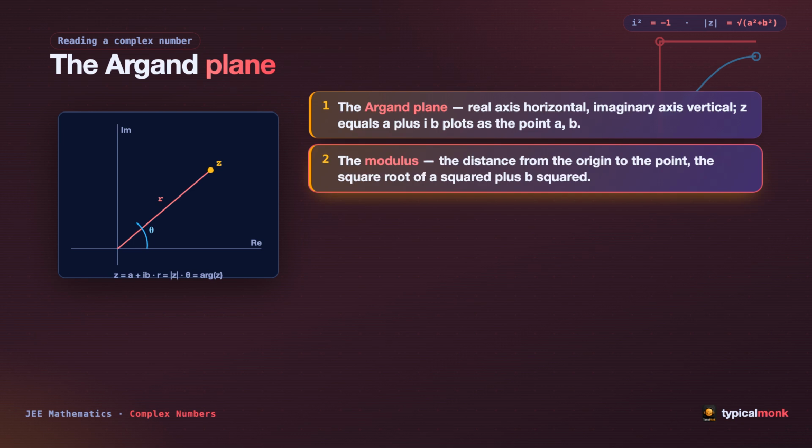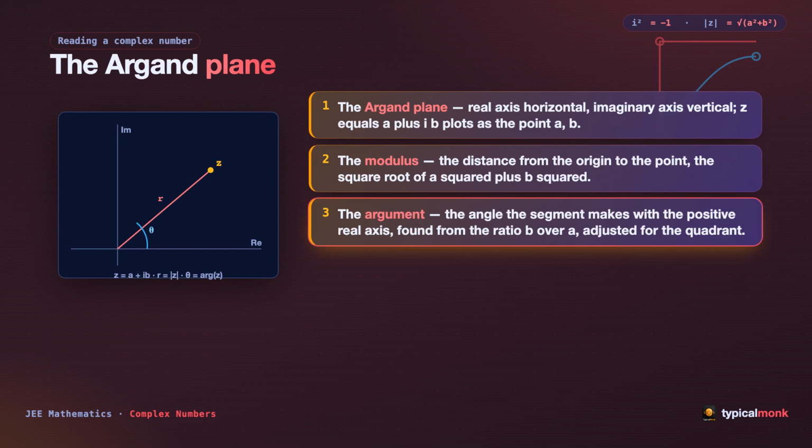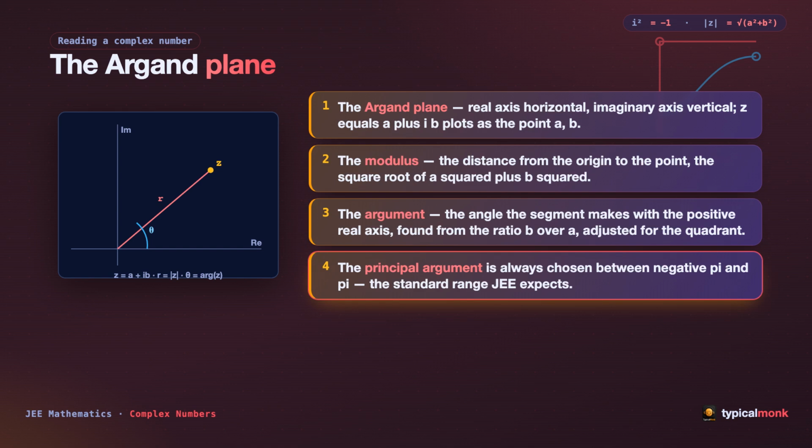Second, the modulus of z. This is simply the distance from the origin to that point, found the same way you would find any distance, the square root of a squared plus b squared. Third, the argument of z. This is the angle the line from the origin to the point makes with the positive real axis. And while the ratio of b over a gives a first guess, you must adjust it for whichever quadrant the point actually sits in. And fourth, a rule JEE insists on. The principal argument is always chosen between negative pi, not included, and pi, included. Miss that range, and a perfectly correct angle can still be marked wrong.